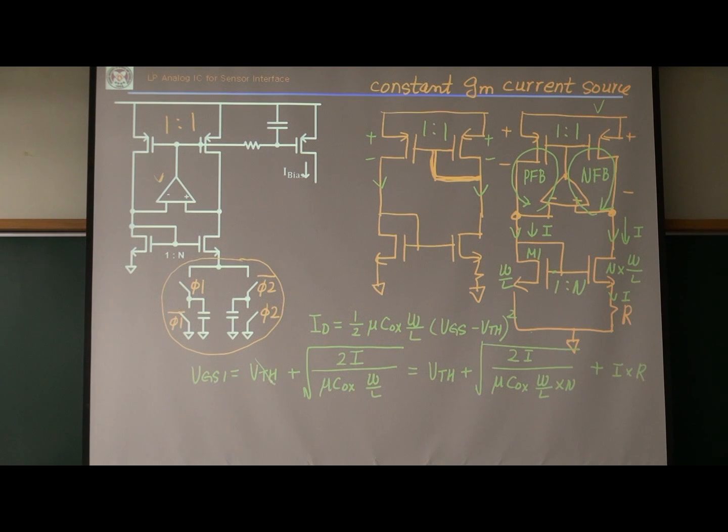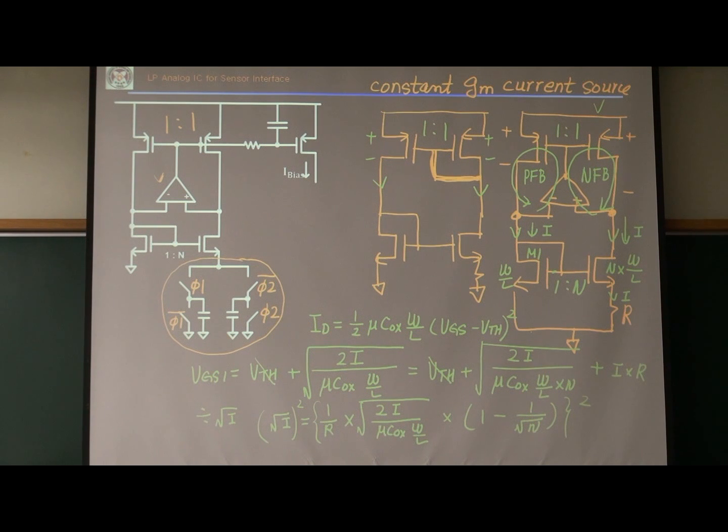Then we just divide by the square root of I in both the left and right-hand side terms, and then we can derive the square root of I. My square root of I will be 1 over R times the square root of 2 over mu Cox W over L, times 1 minus 1 over the square root of N. This will be my square root of I. So I can derive I by squaring both sides of this equation.